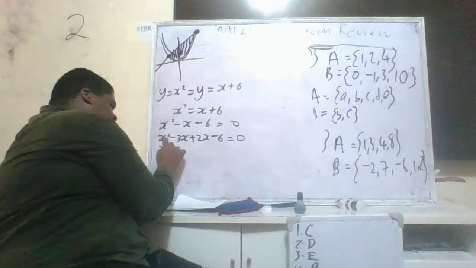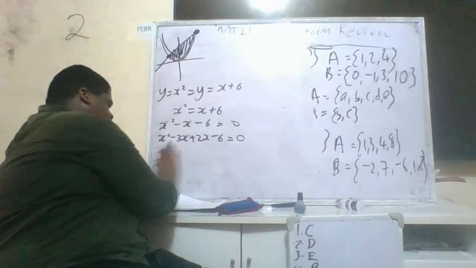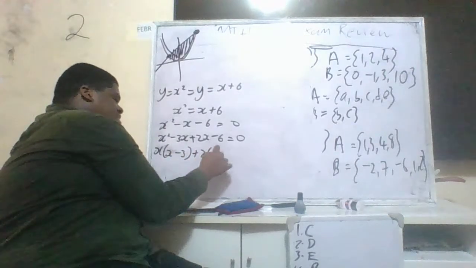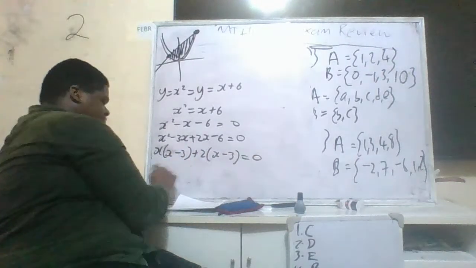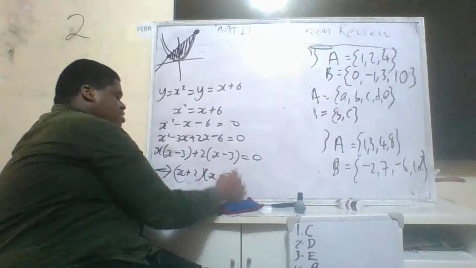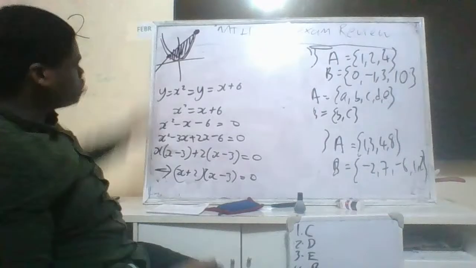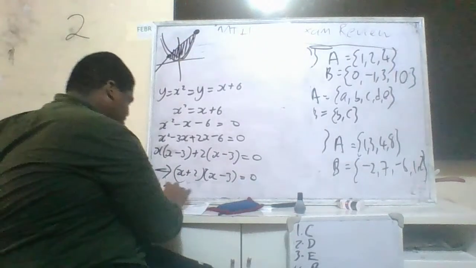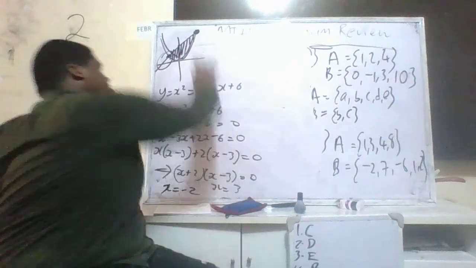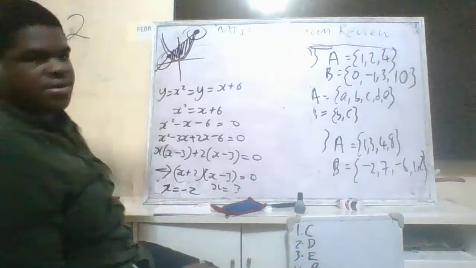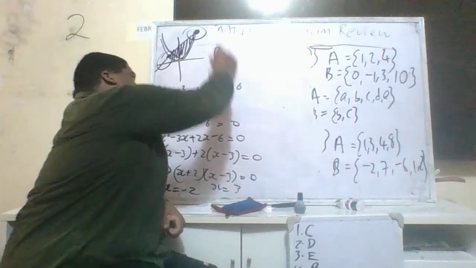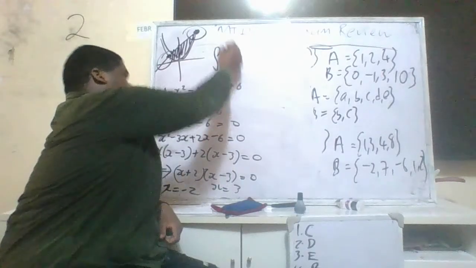This means that x times x minus 3, plus 2 times x minus 3, should be equal to 0. This finally implies that x plus 2 times x minus 3 is equal to 0. So the 2 points where they meet are when x is equal to negative 2 and when x is equal to positive 3. Those are the 2 points that we're looking for. So when you want to put in your integral, it's going to be the integral from negative 2 to 3.